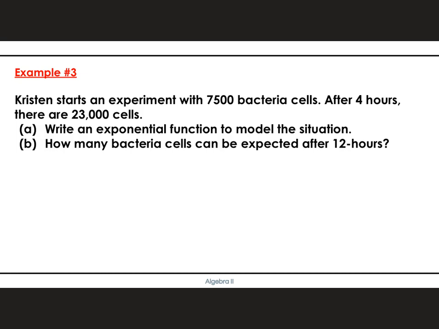So first, I want to start with putting my formula. My exponential formula says y is equal to ab to the x. And I could possibly have a minus h and a plus k, but we don't know, so we'll just leave it at this for right now. But what I do know is that my initial starting value is 7,500, because she starts off with 7,500 bacteria cells.